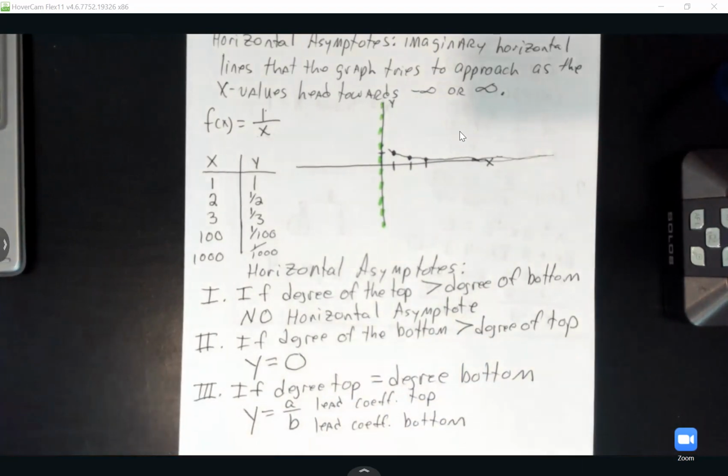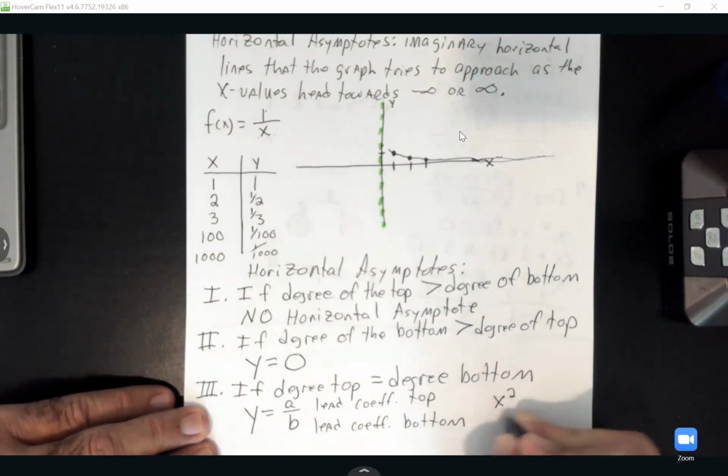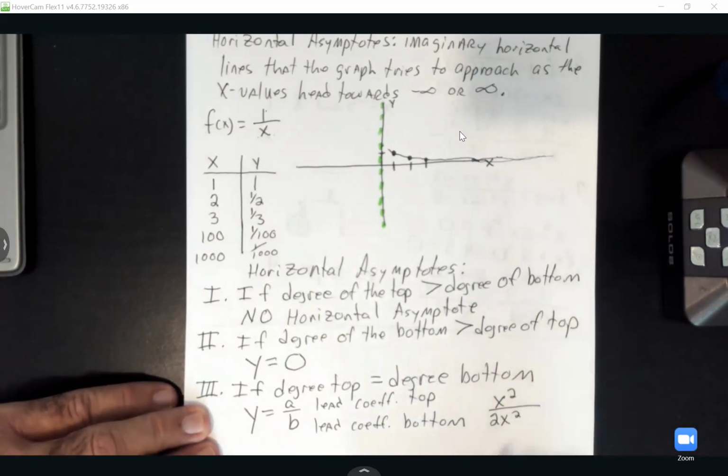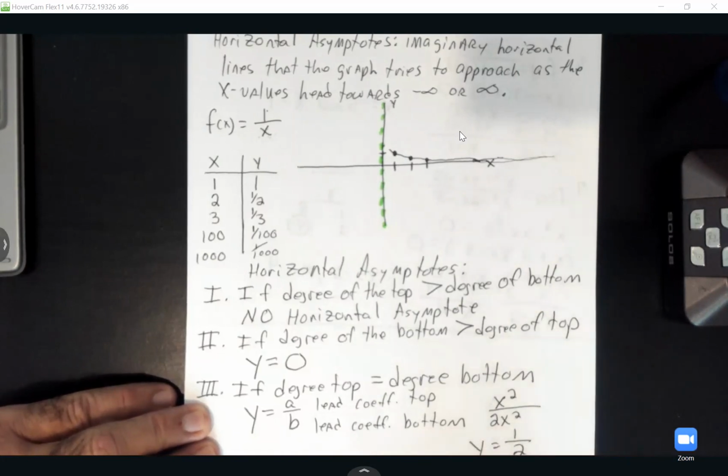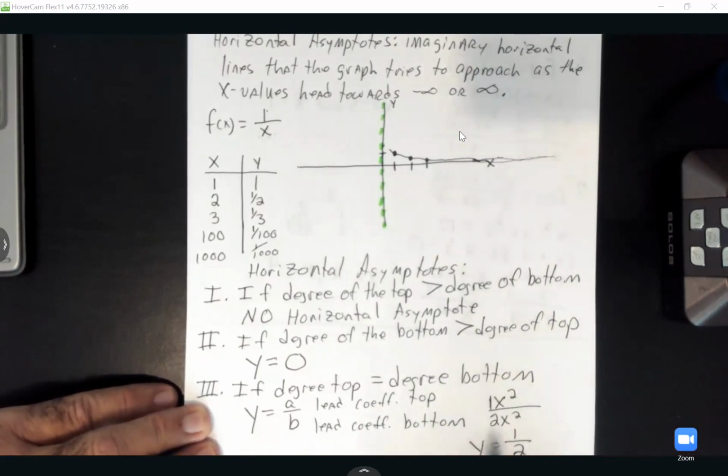Now remember, if you got an x squared on top, a 2x squared on the bottom, so if you had something like this, x squared on top over 2x squared on the bottom, remember A over B would be the numbers in front. So you got to remember, if there's not a number in front of that variable, you got to put a 1 there. So for this one, the asymptote would be 1/2, because that would technically be the lead coefficients on the top and the bottom.